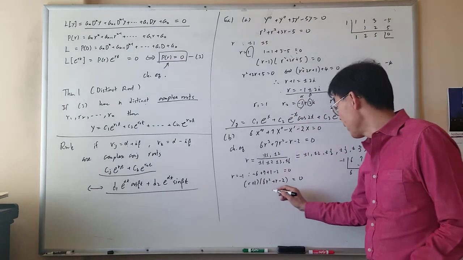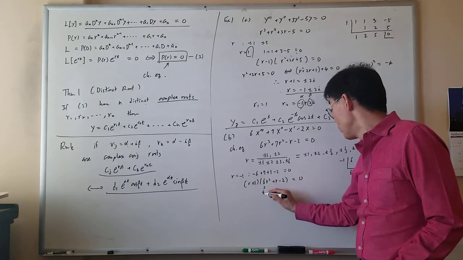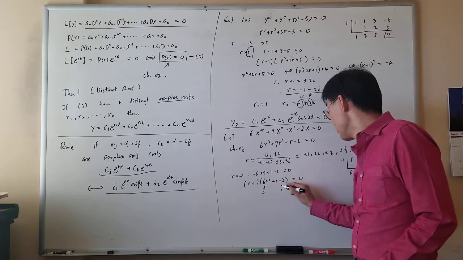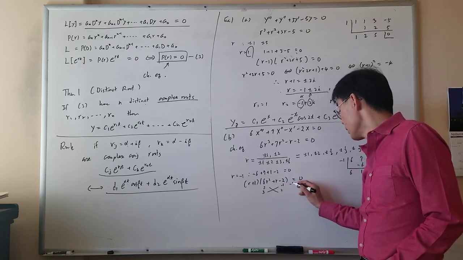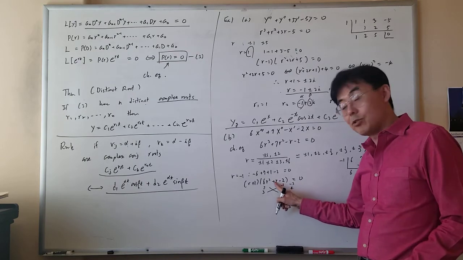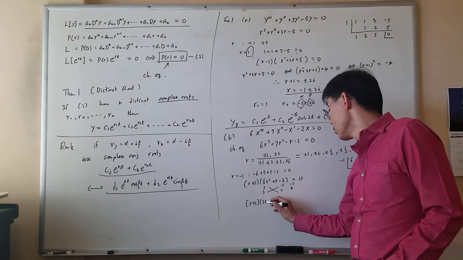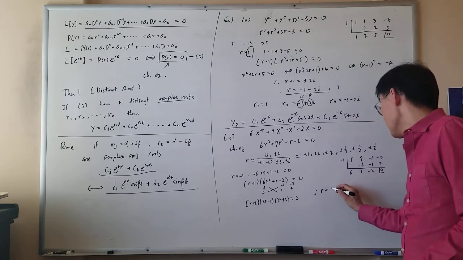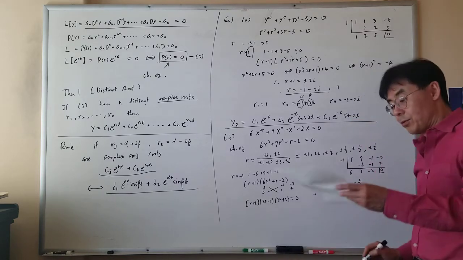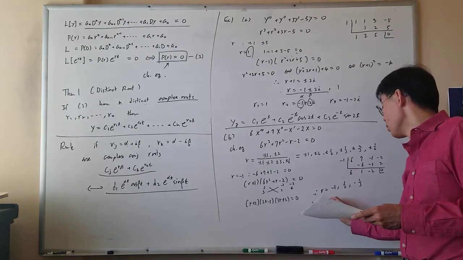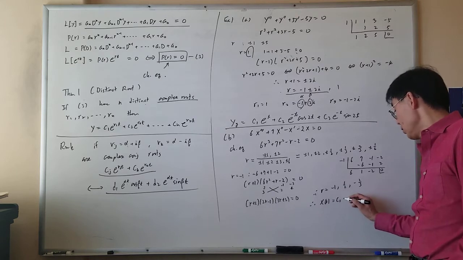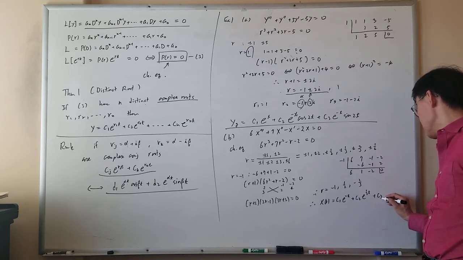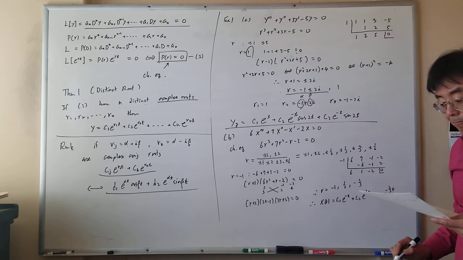And this one can be further factored if you do, let's say, 2, 3, minus 1. Cross product is negative 3 and 4. Add up to be 1, matches. That means r plus 1, 2r minus 1, 3r plus 2 equals 0. So r should be either negative 1, 1 half, or negative 2/3. That's why your general solution will be c1 times e to the negative 1 times t, c2 e to the 1 half of t, c3 e to the negative 2/3 t. Okay?